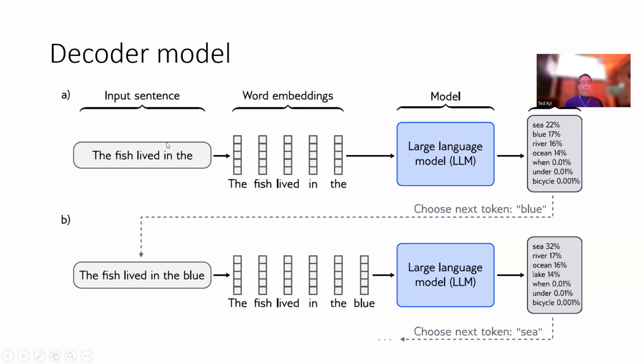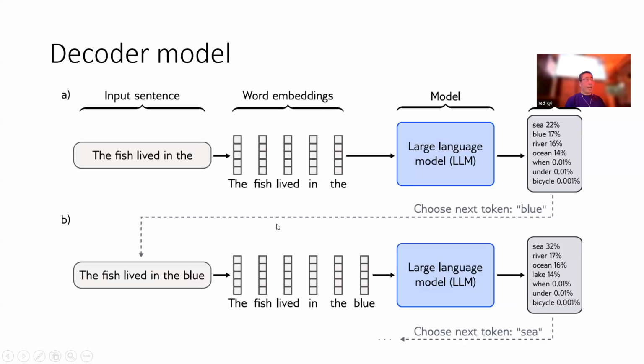All right, so now we're going to talk about decoder-only models, and they get used very differently. In this case, you have the input, "the fish lived in the." Let's say the model predicts a bunch of different words, and for whatever reason, we chose the word "blue" as the next token. It's not actually the max, but you don't have to choose the max. So then you say, if the next word is blue, then I'm going to input "the fish lived in the blue" and see what it thinks the next token is going to be. And then we're going to choose "sea."